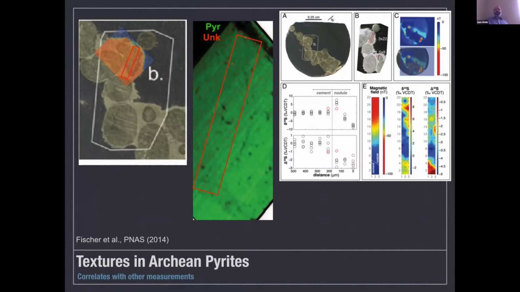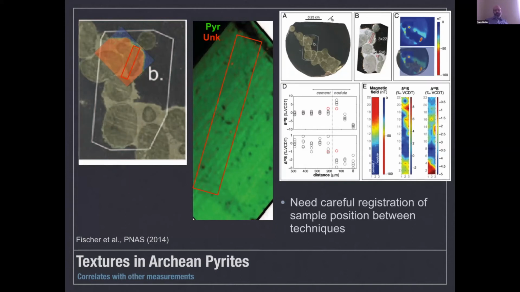And what's very interesting is that these inclusions here match up reasonably well with where we see isotopic anomalies, as well as anomalies in the magnetic field of the sample. Pyrite itself is not magnetic, but this particular region here shows an increase in the magnetic field. So what this also brings us into is that when we're trying to do these multiple techniques between SIMS, magnetics, isotopes, and X-ray techniques, we really need careful registration between these different techniques to properly correlate these, rather than just looking by eye to make these determinations.